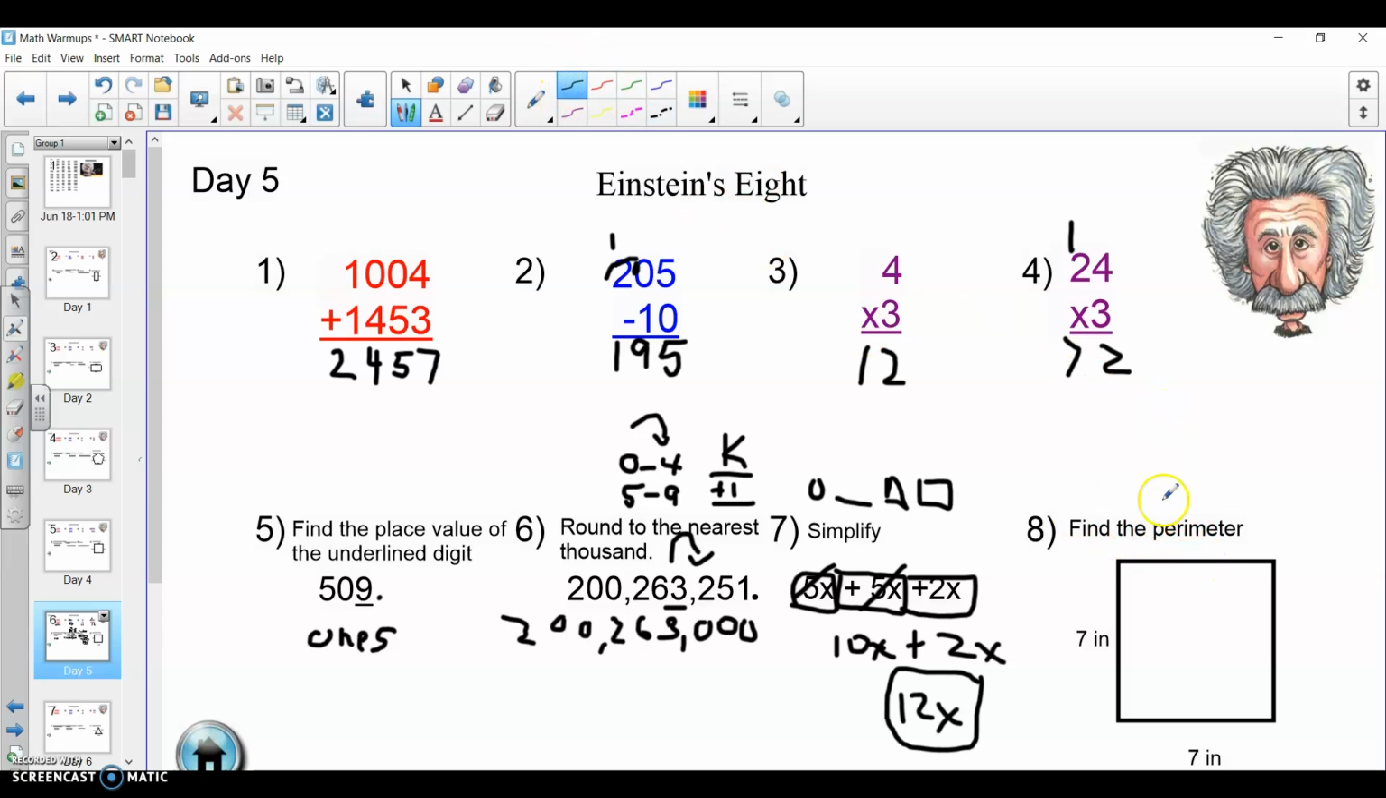Number 8 is perimeter. What's perimeter mean to do? Which means, what's another word? Add, yes. Count up all the way around. So right now, my answer is 14. 14 inches. How many got 14 inches? Nobody got 14 inches? How'd you get it?